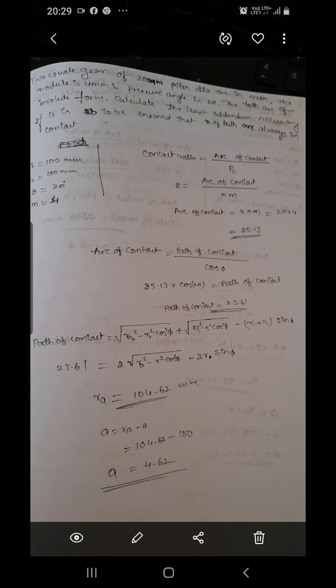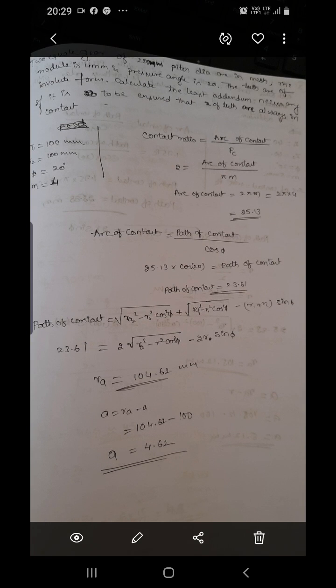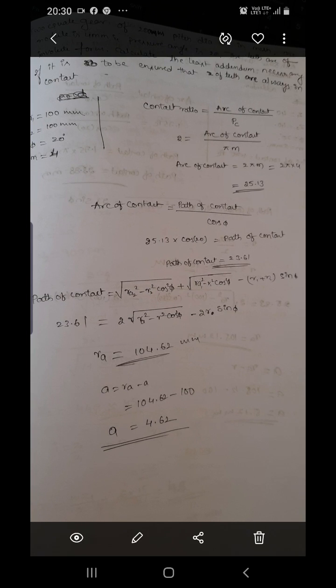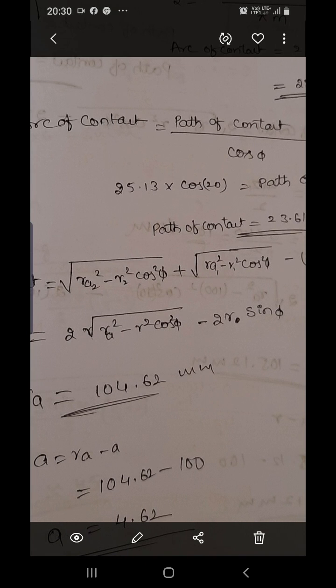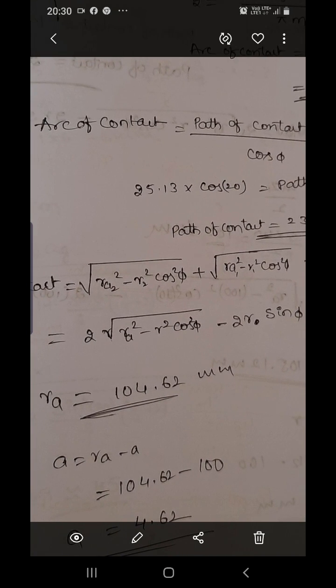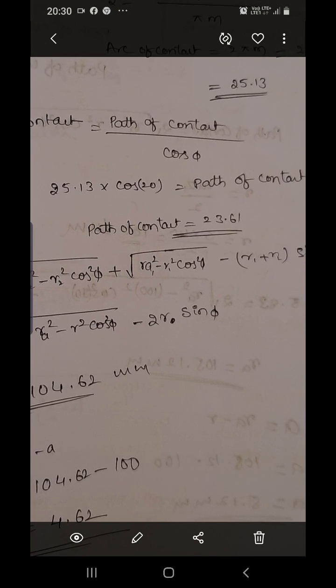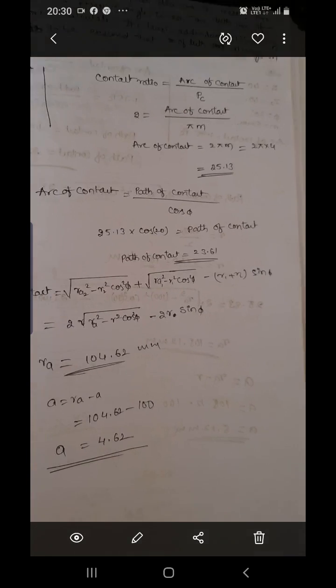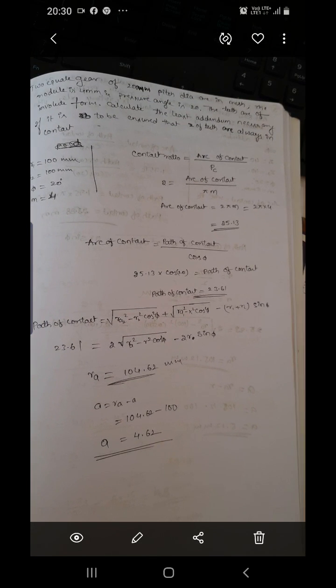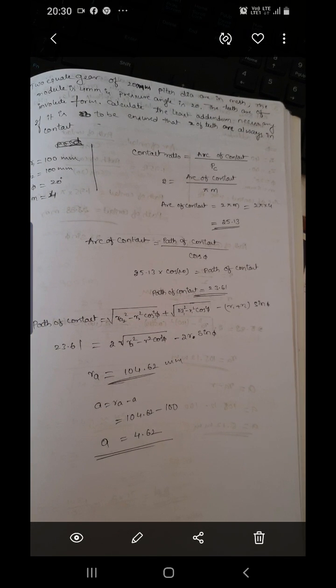Anyhow, if you go through the procedure as in type 1 that we discussed, the path of contact is equal to path of approach plus path of recess. The path of contact is equal to the square root of RA2 square minus R2 square cos square phi, plus the square root of RA1 square minus R1 square cos square phi, minus (R1 plus R2) sin phi. This is the first formula we use for type 1. But here is the tricky part: the problem specifies very minimum data. So let us go by reverse engineering.